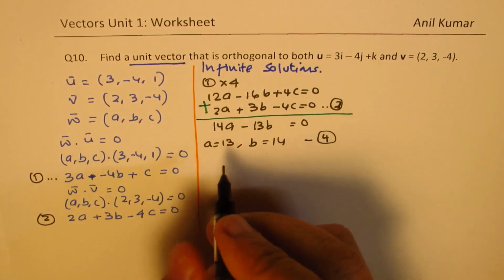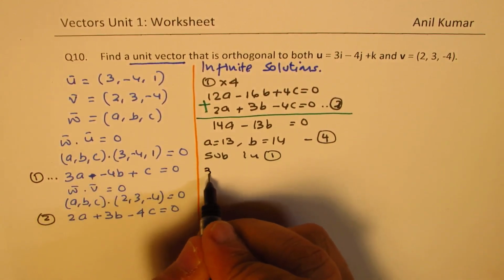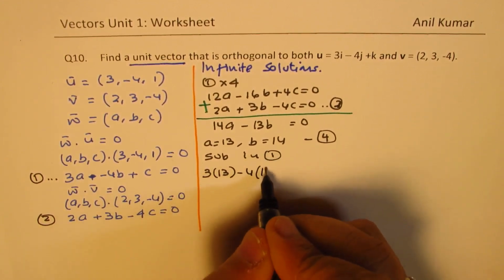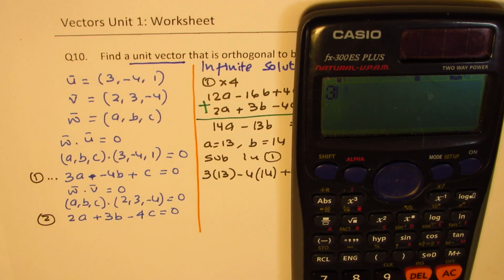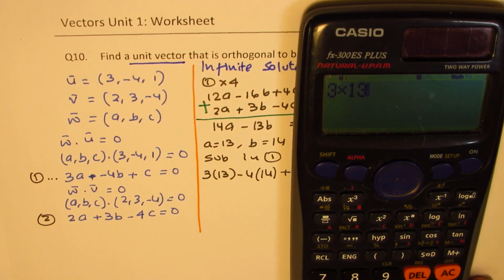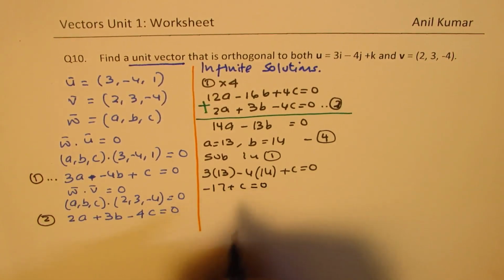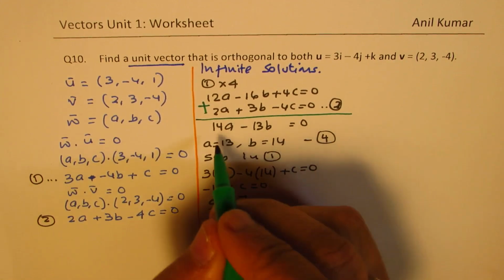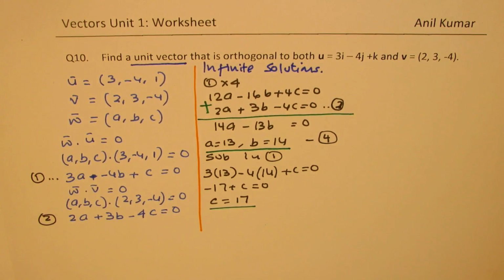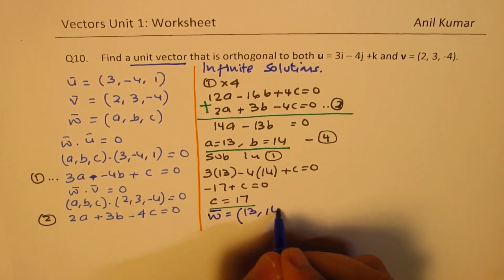We'll substitute this in 1. So 3 times 13 minus 4 times 14 plus c equals 0. Let's calculate these values. 3 times 13 is 39, and from this we take away 4 times 14. That gives us minus 17. So we get minus 17 plus c equals 0, or c equals 17. So we have the values for a, b, and c. Do you see that? Therefore, we can write down our vector, which is perpendicular to both, as 13, 14, and 17.